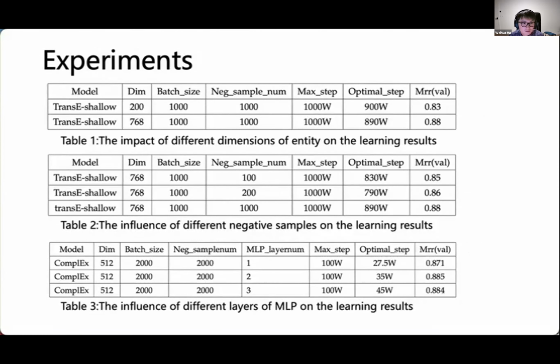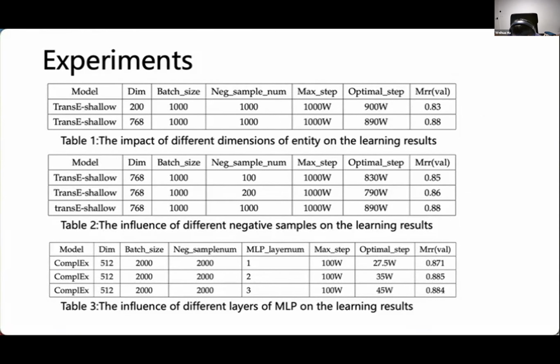In this part, I will show the detail and the result of our experiments. Table 1 shows the impact of the different dimensions of entities on the learning results. The higher the dimensions, the better the prediction performance. Here we take Tracy as an example.